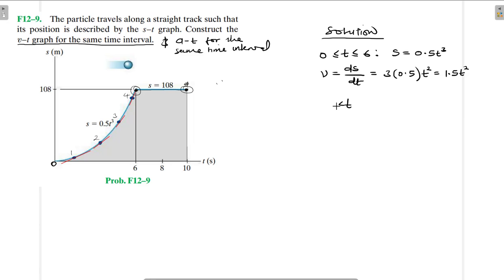Then in the interval 6 to 10, our position is governed by a constant value, which is 108. Therefore our velocity is going to be equal to ds/dt. This is instantaneous, but we know that the derivative of a constant is 0. Having done that, let's now plot the velocity-time graph, and we also do the same for the acceleration-time graph.